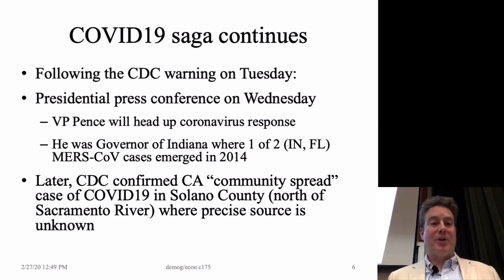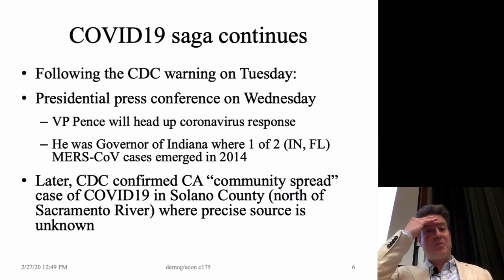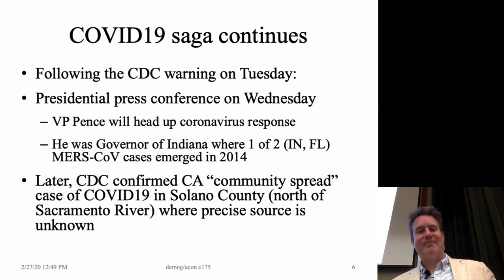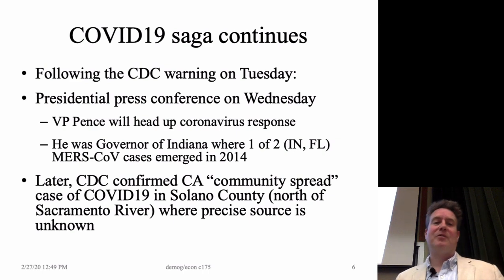So the Vice President, Mike Pence, will head up the coronavirus response, which means at least there's somebody in charge of it. That's what you can say about that. There needs to be somebody in charge of these sorts of things. And there actually was this history, which is true: there was a coronavirus whose origins were traced to the Middle East. That's the ME in MERS. So he got 50% of the national cases in Indiana when he was governor.